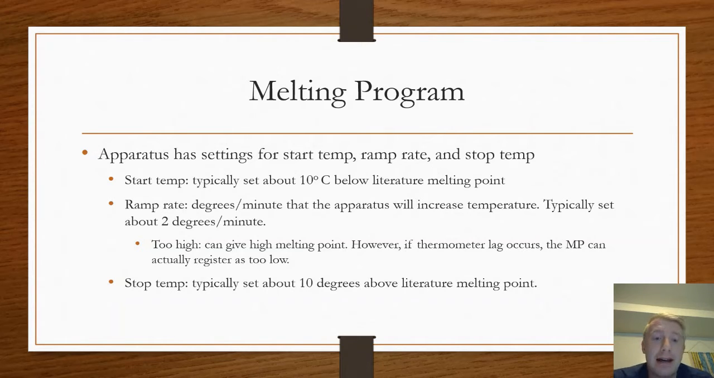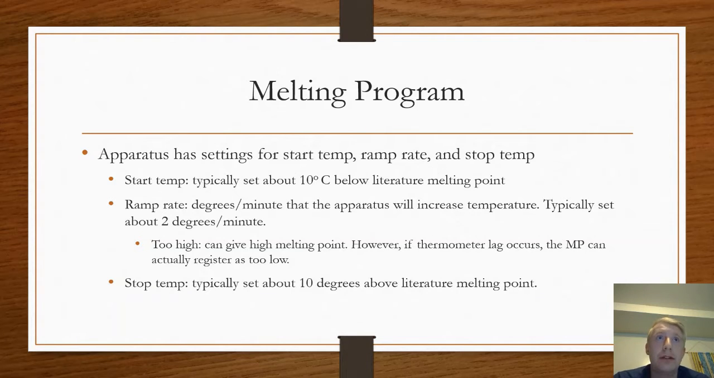However, if we have the ramp rate really, really high, like 10 to 20 degrees per minute, something called thermometer lag can actually occur. And what that means is that the thermometer that is measuring the temperature of the block, that we're actually reading off, is different than what the actual temperature of the block is.